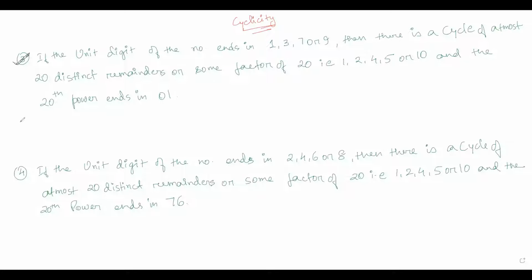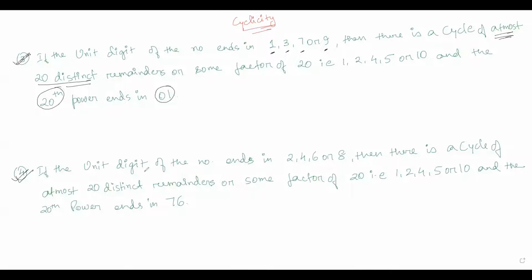Now, let us see the third and the fourth rule. So the third rule says if the unit digit of the number ends in 1, 3, 7 or 9, then there is a cycle of at most 20 distinct remainders or some factor of 20, that is 1, 2, 4, 5 or 10, and the 20th power of all such numbers will always end in 01.